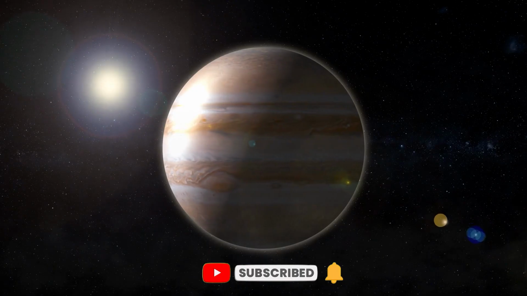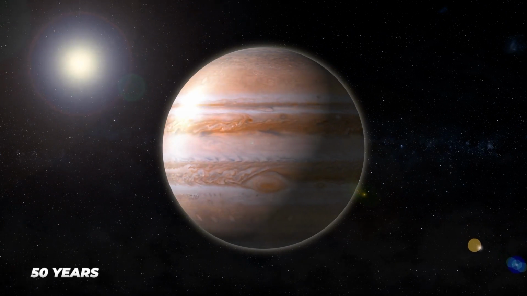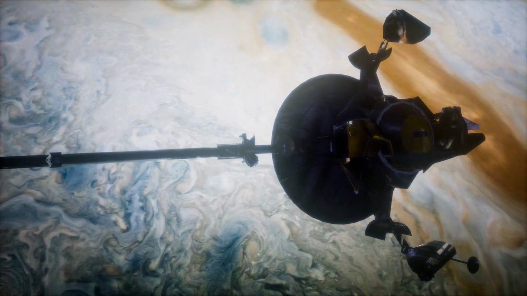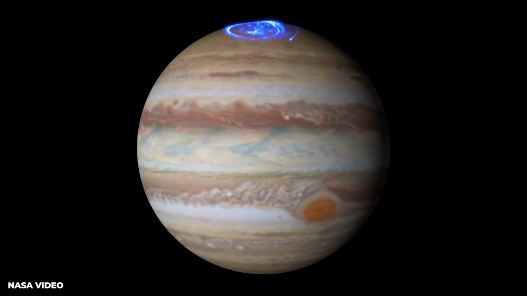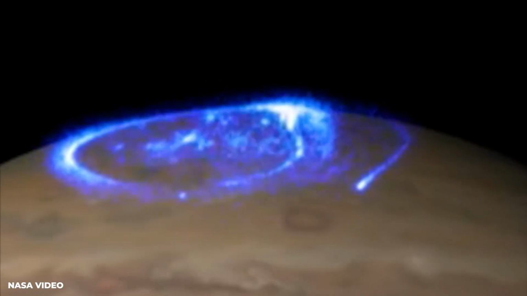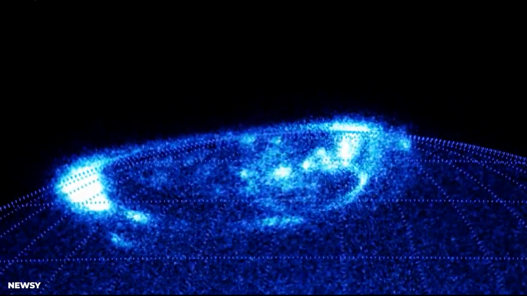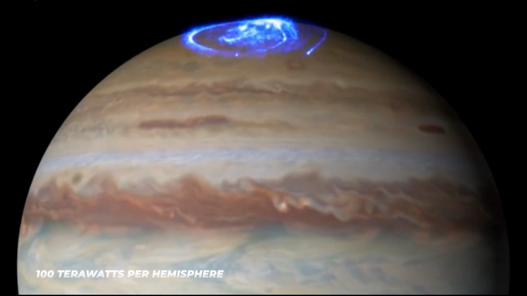Even though Jupiter is so far from the Sun, its upper atmosphere is so hot. For 50 years, scientists wondered why. This basic confusion is referred to as Jupiter's energy crisis. The reason behind this was Jupiter's aurora, which is the most powerful one even in the solar system, and this was responsible for heating the entire planet's upper atmosphere to surprisingly high temperatures. The auroral power delivered is 100 terawatts per hemisphere.